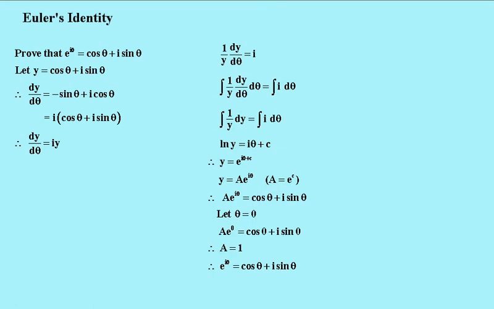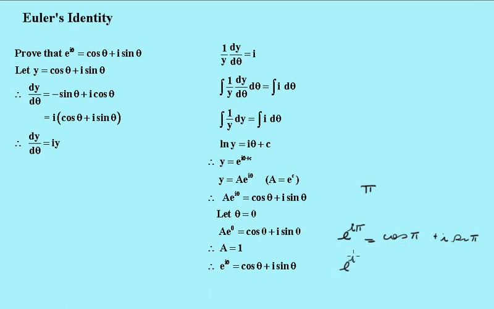There's a very interesting little plus about this one, which you might recall. If we replace that theta with pi, we get e to the i pi is equal to the cos of pi plus i sine of pi.